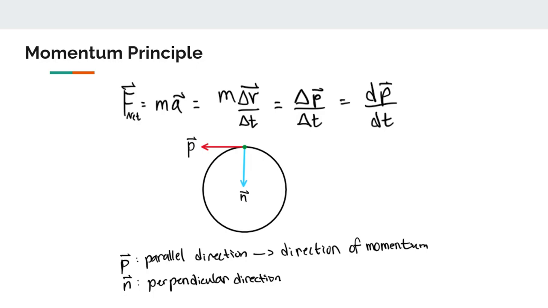So now let's look at the momentum principle. We can break force equals mass times acceleration into mass times the change in velocity, which equals the change in momentum over time. And then in our scenario, if we want to look at parallel and perpendicular forces/components, we can look at it like this. We have circular motion, so our parallel direction is going to be tangent in the direction of the motion of the circle, whereas perpendicular is going to be inwards toward the center of the circle.